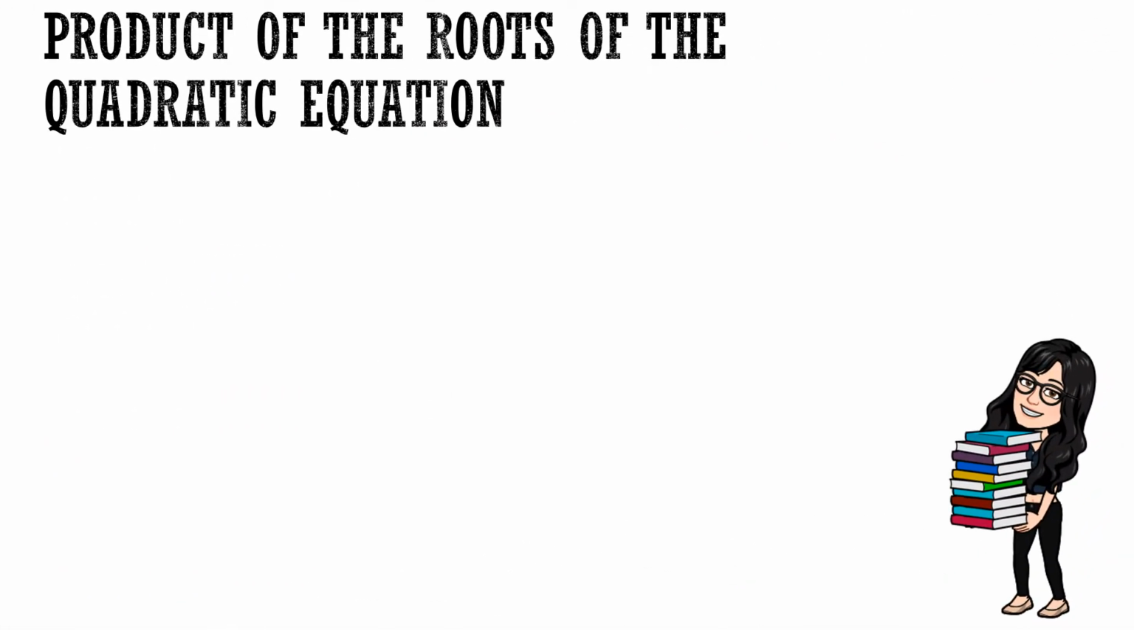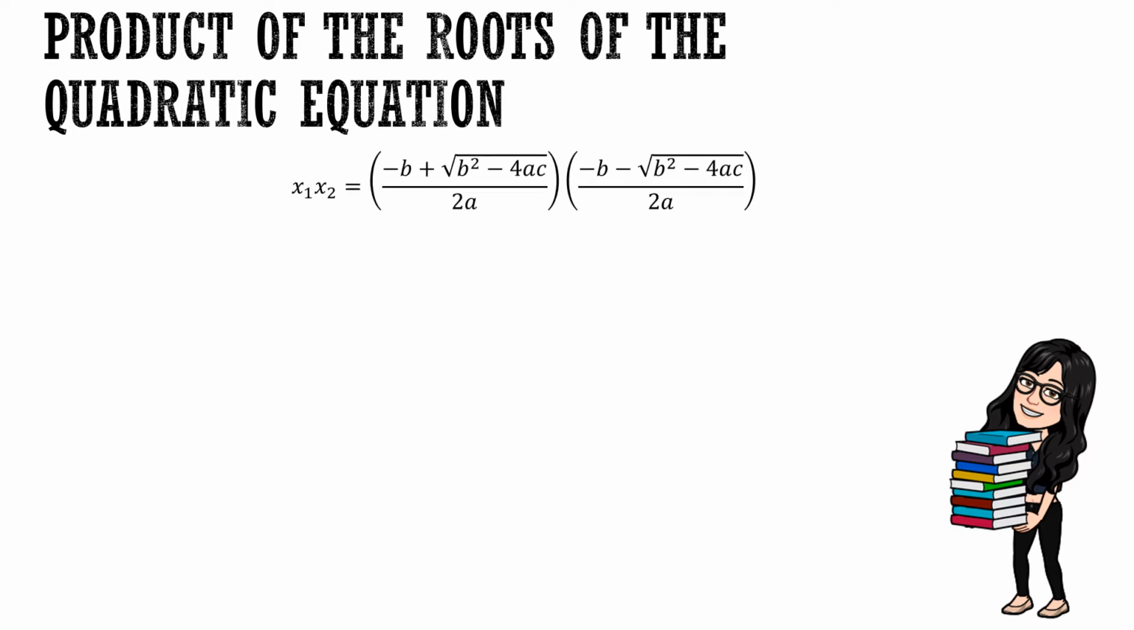Product of the roots of the quadratic equation. To derive the formula, x sub 1 times x sub 2 equals the quantity negative b plus the square root of b squared minus 4ac all over 2a times the quantity negative b minus the square root of b squared minus 4ac all over 2a. X sub 1 times x sub 2 is equal to negative b squared minus the quantity square root of b squared minus 4ac squared all over 4a squared.